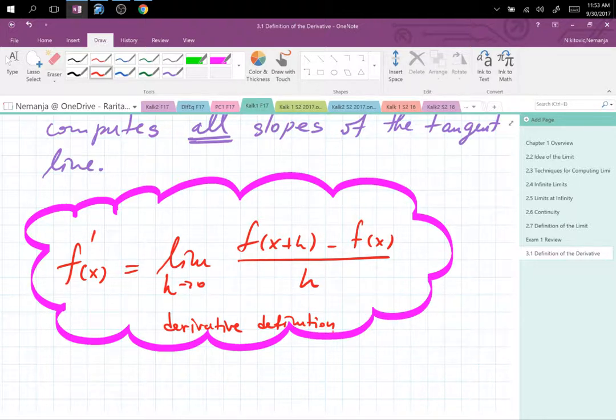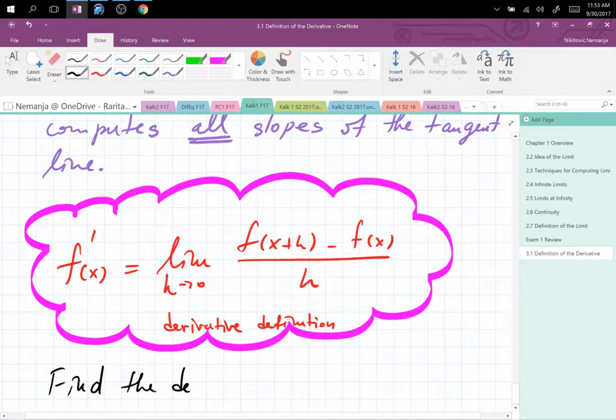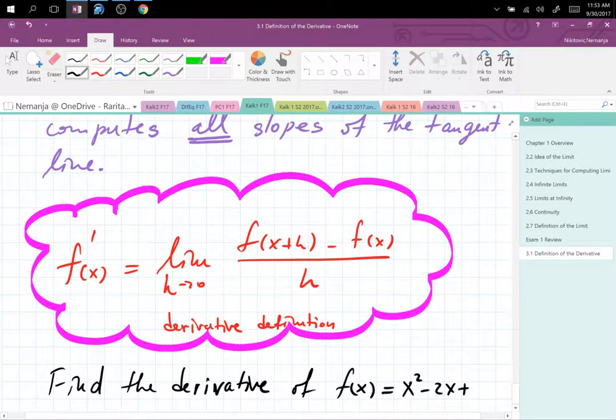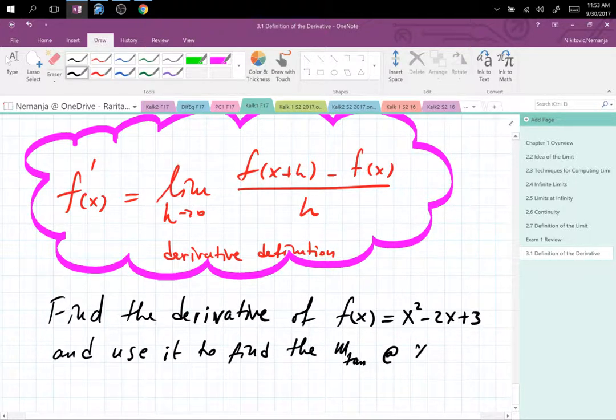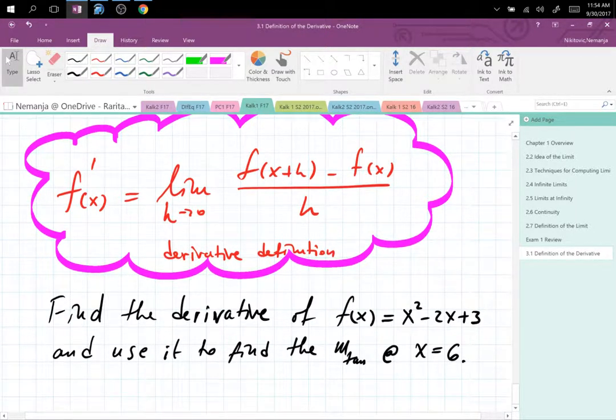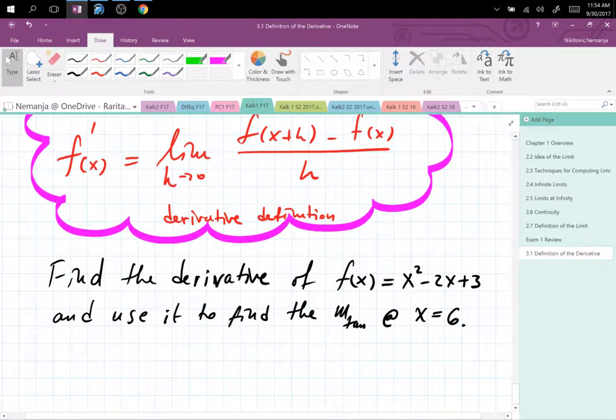So that's the next question. Find the derivative of f of x equals x squared minus 2x plus 3, and use it to find the slope of the tangent line at x equals 6, whatever. There we go. Have fun.